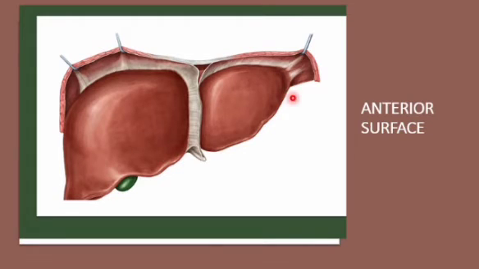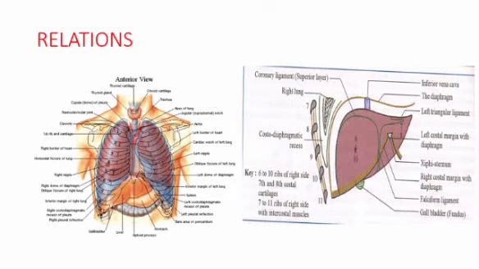So this is an anterior surface, as I have explained about this one. This is the anterior surface, and you imagine that the costal margins will be coming like this. And coming to the relations of the anterior surface, on the right part, it lies beneath the right costal margin. So this is the right part, right below the costal margin.